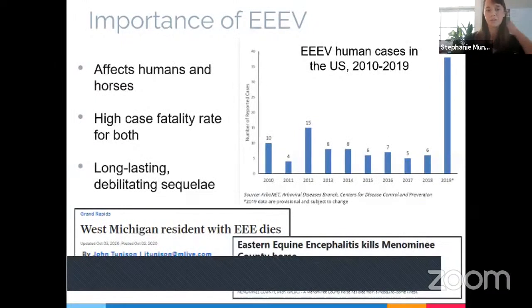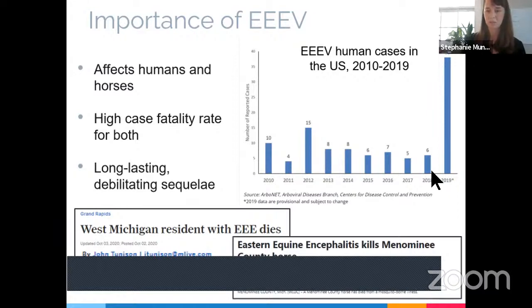And this is a virus that's been in the news a little bit recently. So these are two instances in Michigan where there was a human case and that was a fatal case. And there was also an equine case in Michigan. And if you can remember a time before the never-ending year of 2020, EEE was also in the headlines in 2019 because that was a particularly bad year for EEE across the United States.